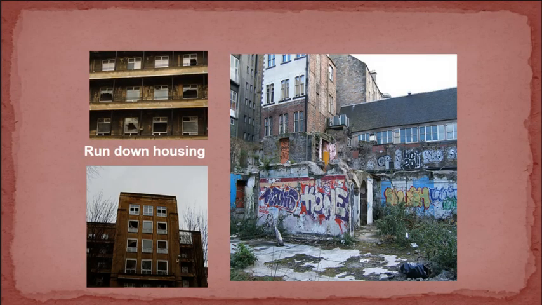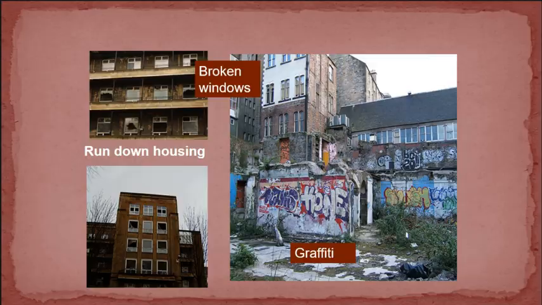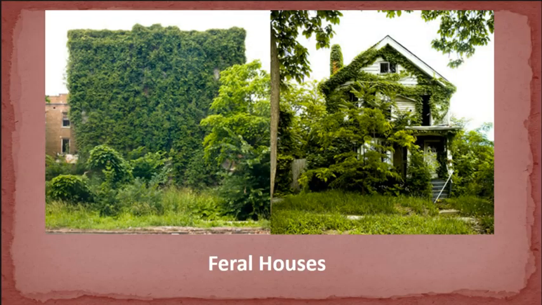So we've got the rundown housing, right? We've got the vandalism, we've got the broken windows, all of that, right? And broken windows are actually a big deal. Several studies have shown that just broken windows invite vandalism, right? Graffiti, of course, brings more graffiti. And then we're looking at apartment buildings and factories and stuff, but a lot of inner city areas do have houses. And when those are abandoned, those will often become what we call feral houses.